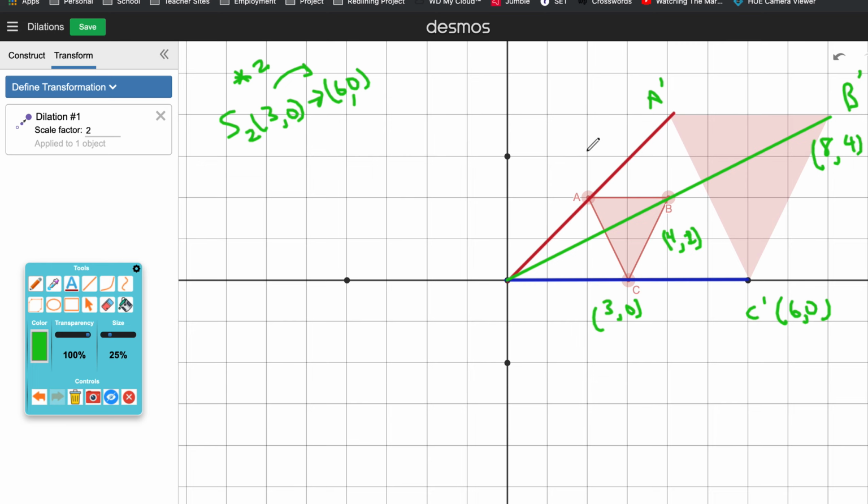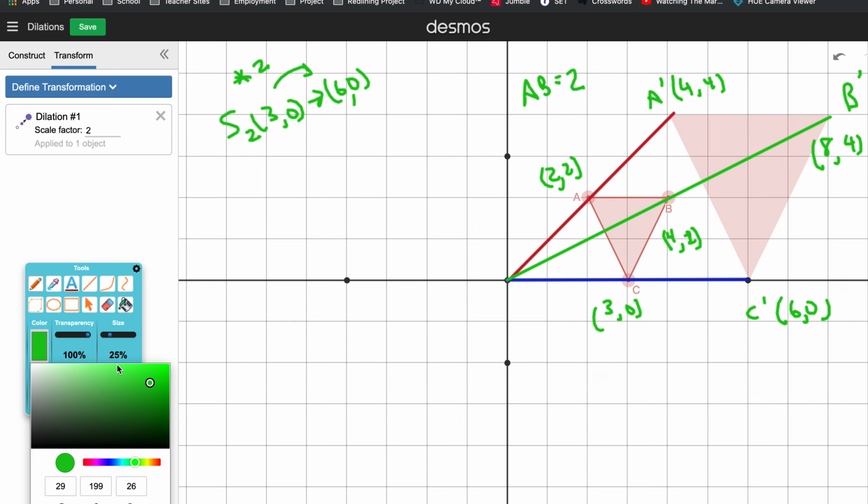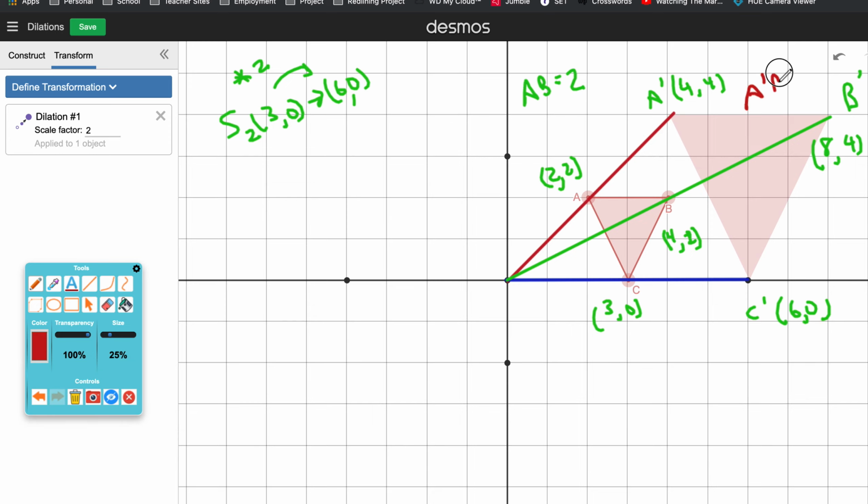And so then if we take a look at A, which is at (2, 2), then we see that A prime, sorry, is going to be at (4, 4). And if we take a look at the distances, the length of AB is equal to 2. What is the distance between A prime and B prime? 1, 2, 3, 4. So we know that A'B' is equal to 4 also.